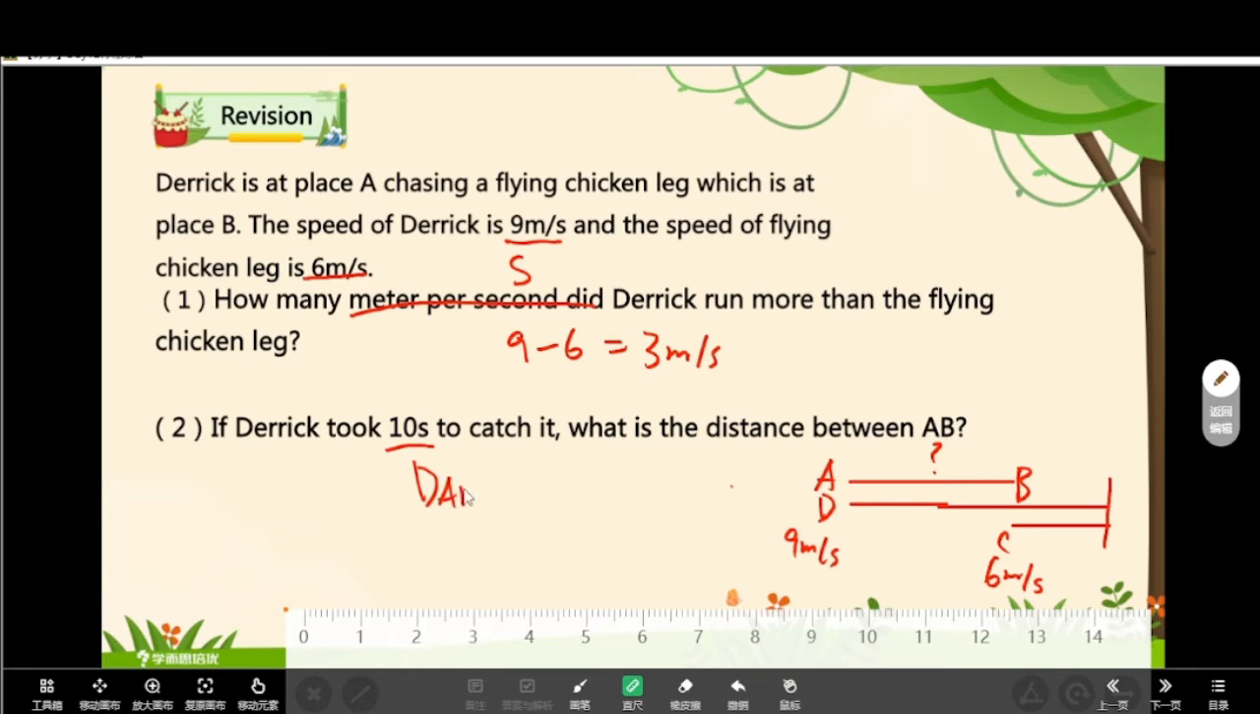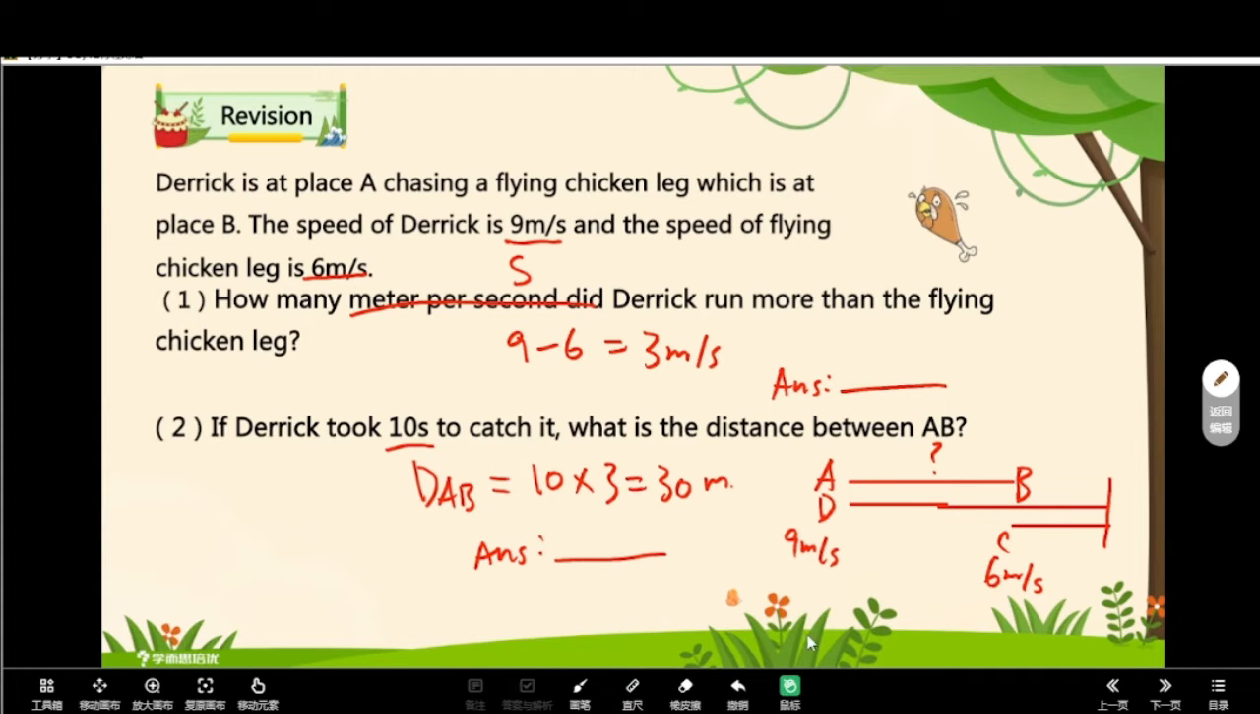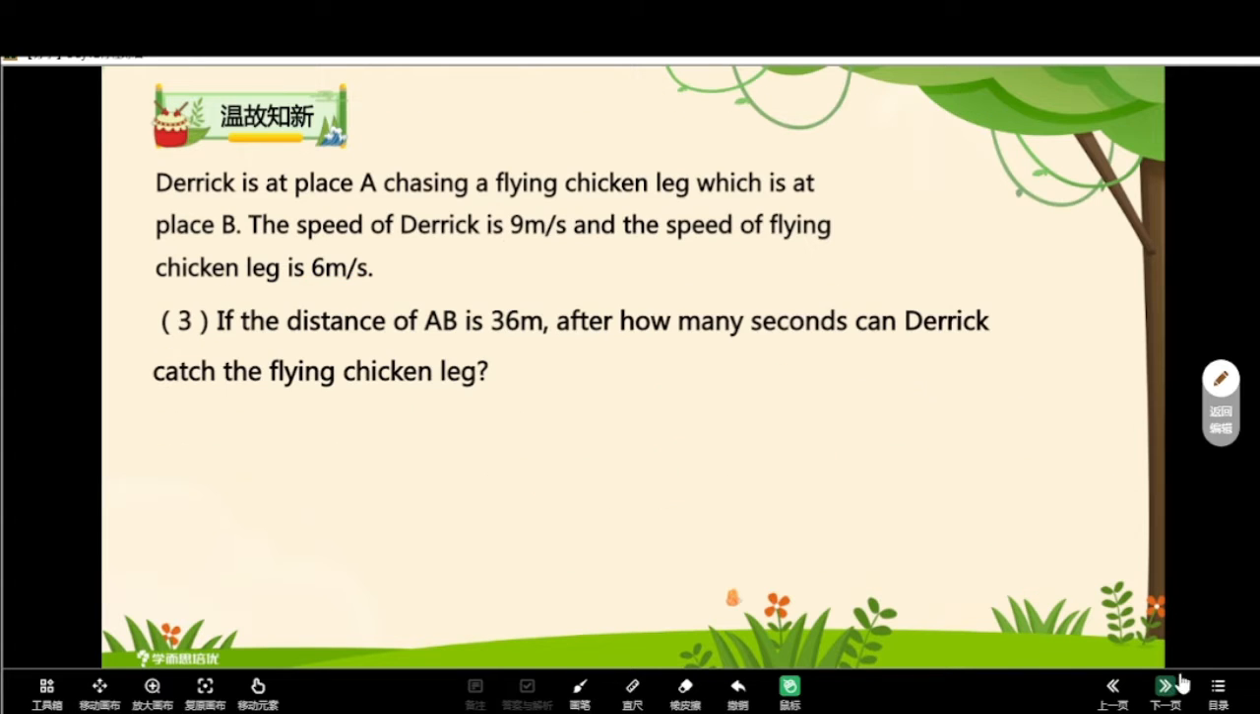Yes, if we need to find the distance of A and B, we can just directly use the time multiplied by the speed to get our answer, which is 30 meters. And don't forget to write down your answer at the end. Okay, and from this question, do you still remember our formula? The difference of distance is equal to the difference of speed multiplied by time. Okay, then we can move on to the next question.